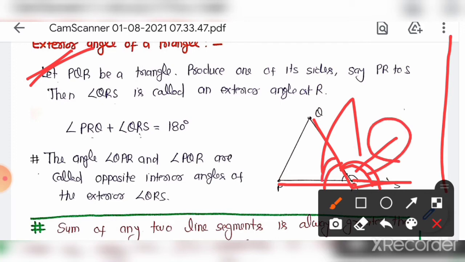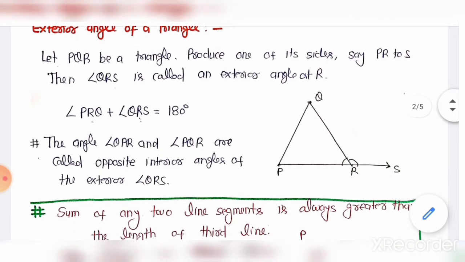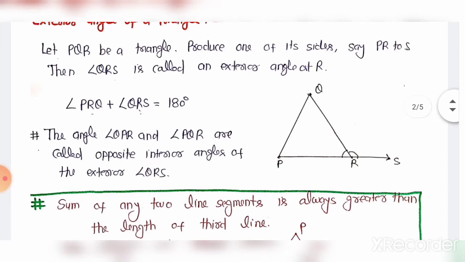In any triangle or any figure, if the angles lie inside the triangle, they are interior, and if the angles lie on the outer side of the figure, they are exterior. So angle QPR and angle PQR are called the opposite interior angles of triangle QPR. These are the opposite interior angles of the exterior angle QRS. This is the interior opposite angle.